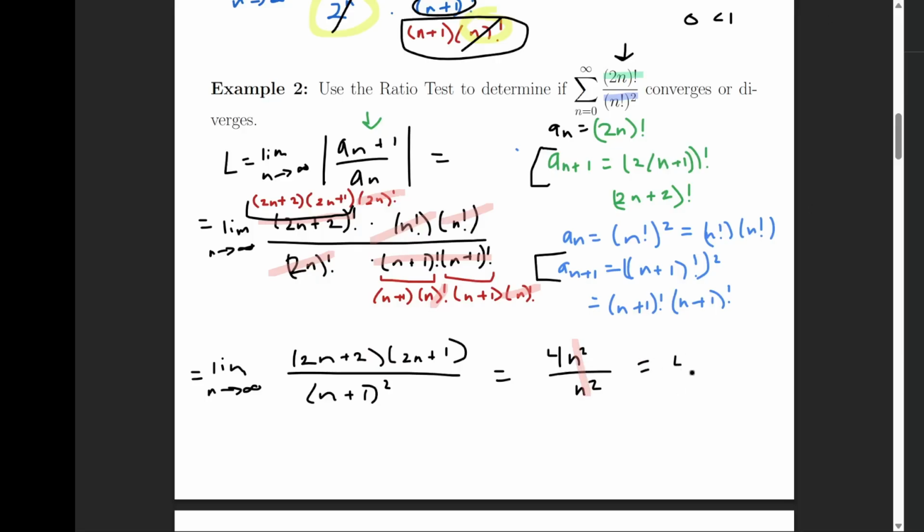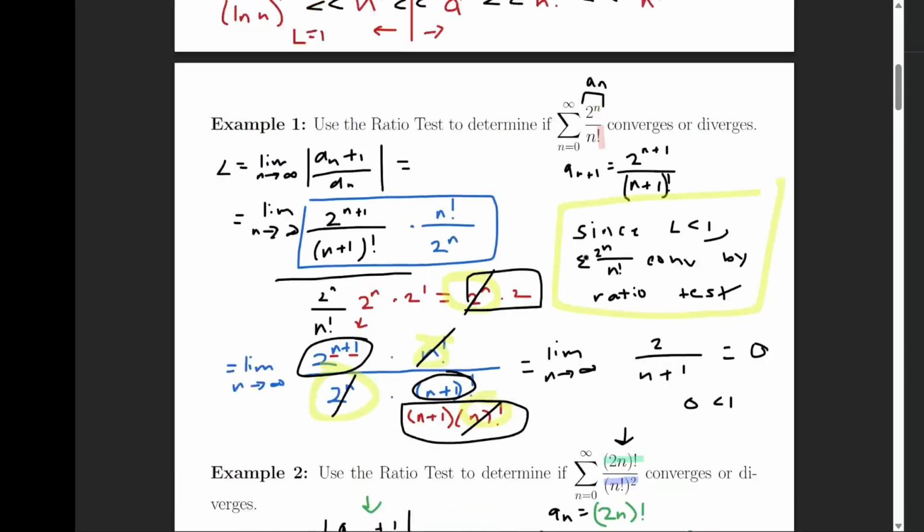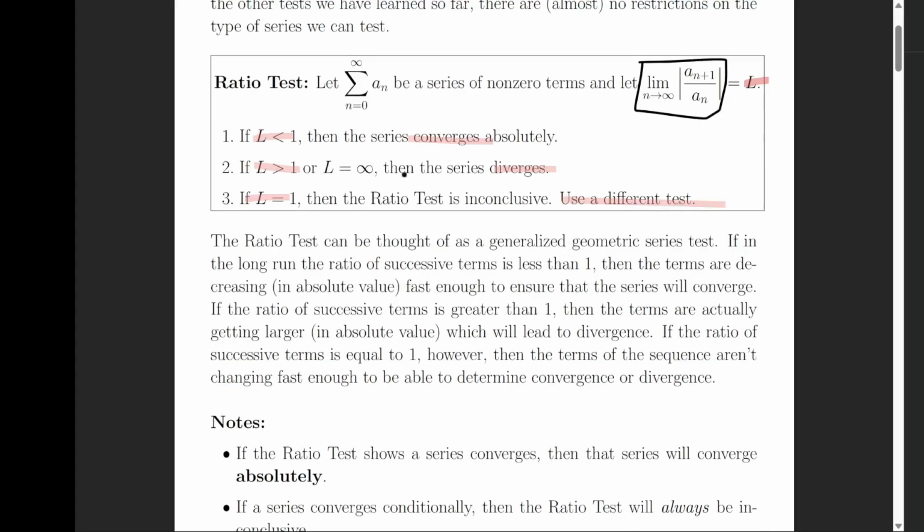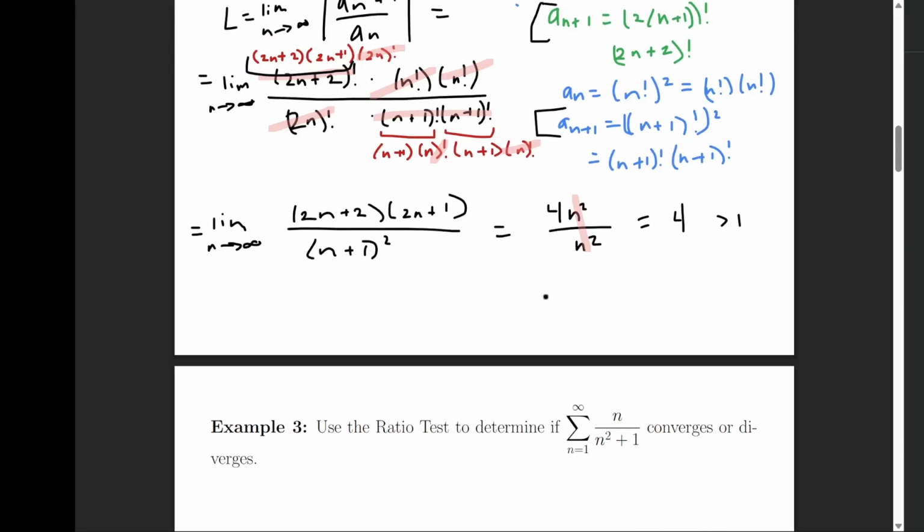And then 4 is greater than 1. We scroll back up. When L is greater than 1, that means it diverges. So this diverges. And then you can write the series diverges because L is greater than 1 by the ratio test. Yep, and then that's our answer.